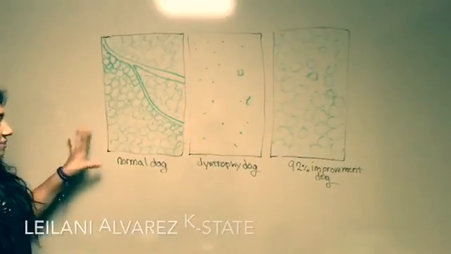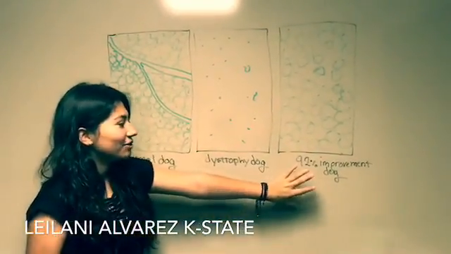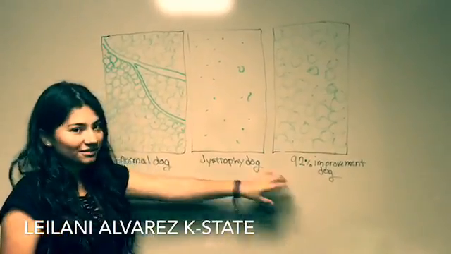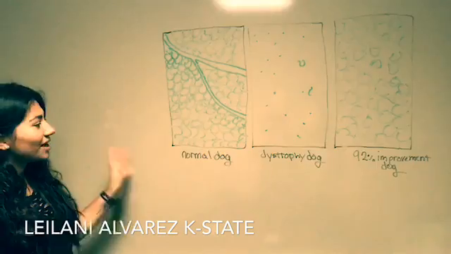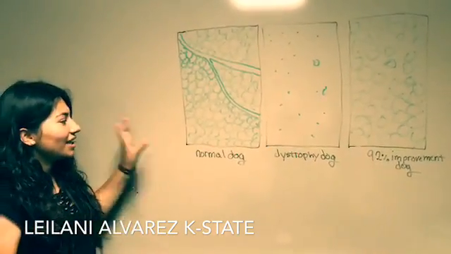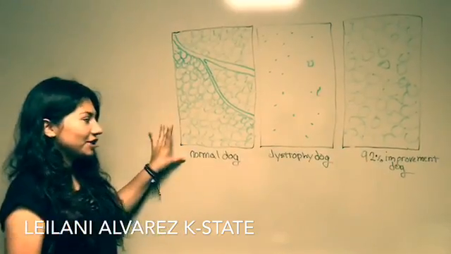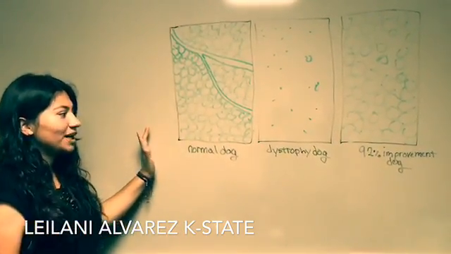So here we have a visual comparison of a normal dog, a dog who suffers from dystrophy, and a dog who has shown 92% improvement in the dystrophin protein. This is mainly in the heart muscle, and although we have a 92% improvement, which is pretty amazing, we have not gotten good improvement in the tongue muscle. The tongue muscle has only shown 5% improvement.